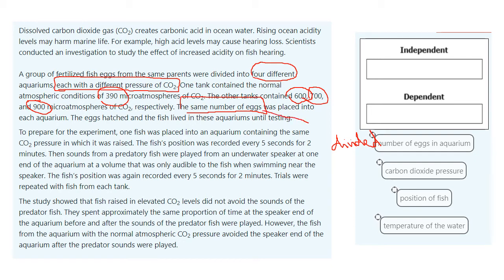So the eggs are controlled. Controlled, they come from the same source, the same parents. Controlled because they have the same number. They are controlled. That is not an independent variable. It's the carbon dioxide pressure. The person doing the experiment has changed the pressure of carbon dioxide in each of the 4 tanks, 390, 600, 700, and 900. So, we have taken away this as the independent variable. We've taken away this because it's controlled. Now, we have the position of the fish and the temperature of the water.